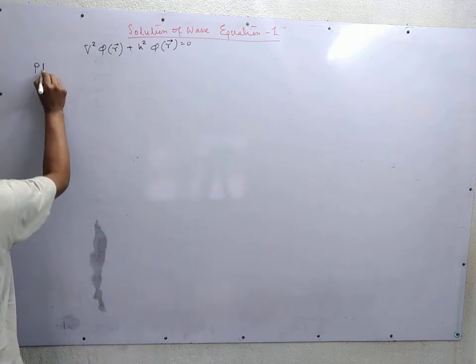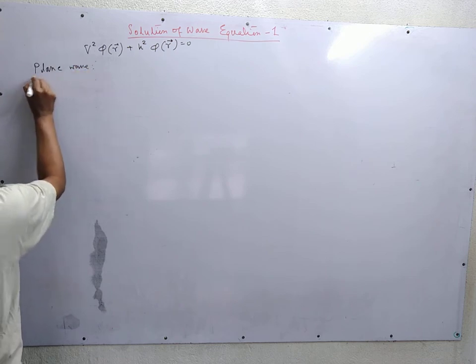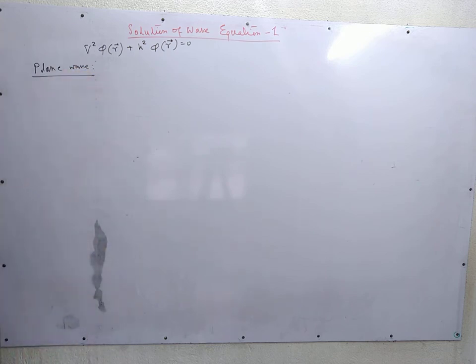First we come to the case of plane wave. A plane wave is one for which the wavefront is a plane. That is, all the points lying in a plane have the same phase factor, and the wave propagates in a direction perpendicular to this constant equiphase surface. This is known as plane wave.